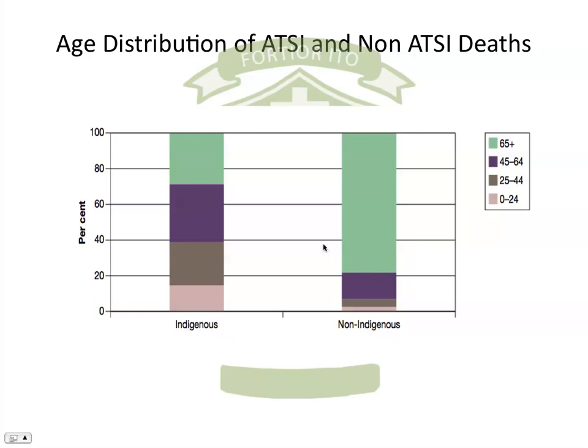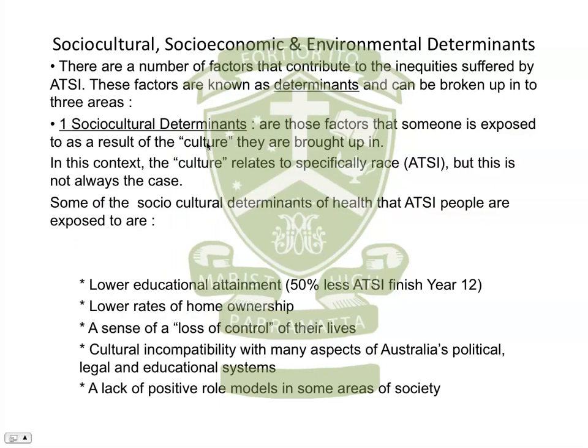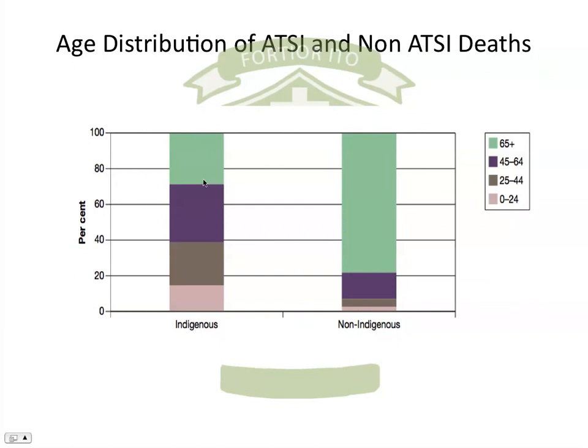Whereas if you compare that to the Aboriginal and Torres Strait Islander graph, you would probably say there's about 25 or 30% max of people who are aged 65 and over who are dying. So that means that people aged 64 and under make up about 70% of all deaths, which is a pretty alarming statistic.